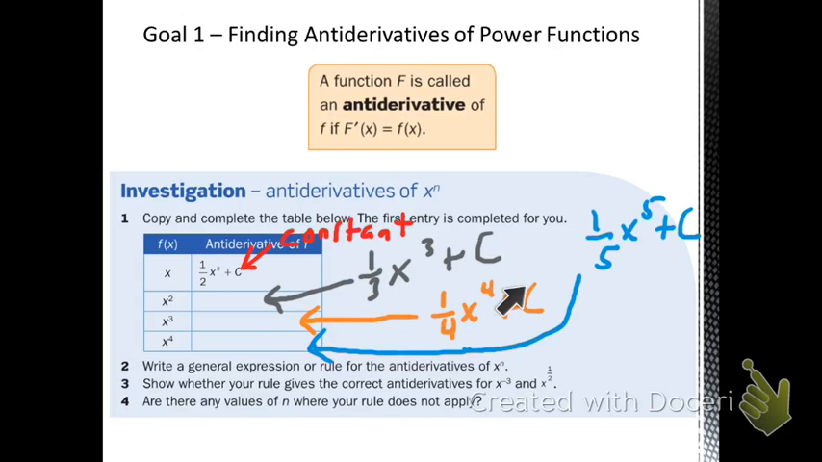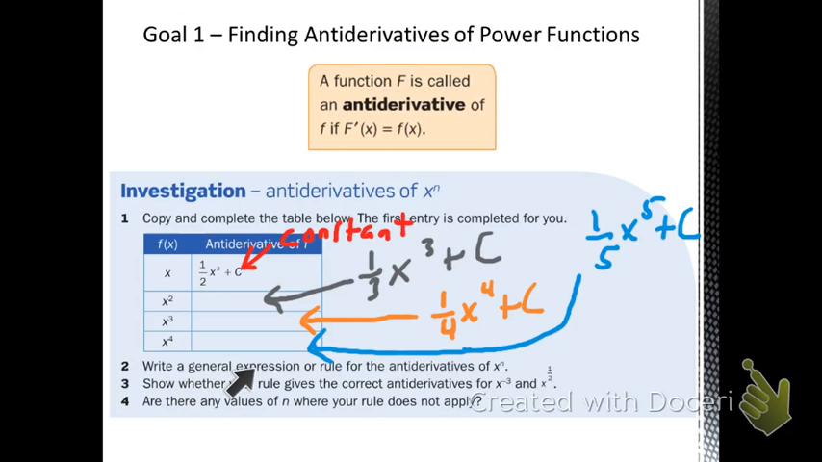1/4 x to the fourth, 1/5 x to the fifth. And of course, the way you determined what that exponent would be is by increasing the exponent of the original function by 1. Then you just take the derivative of this exponent to get your coefficient. Now, if that makes sense, the next thing I want you to try is number 2.